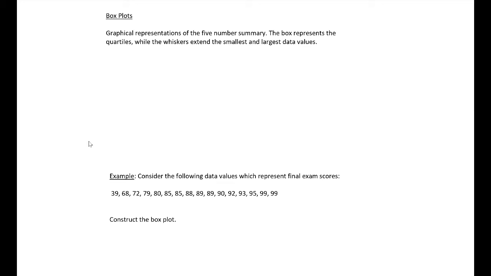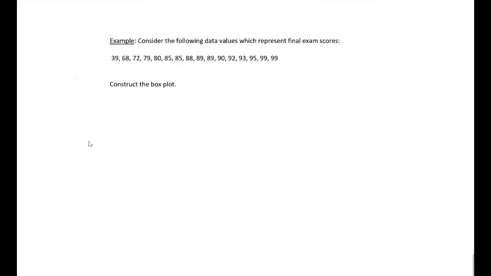All right, so here we go. Let's once again copy down our 5-number summary here. So the minimum is 39. The Q1 was, what was it, 79.5, I believe. The median was 88.5, or Q2. The Q3 was 92.5, and the max is 99. Okay. So with that 5-number summary, this is what a box plot will look like.